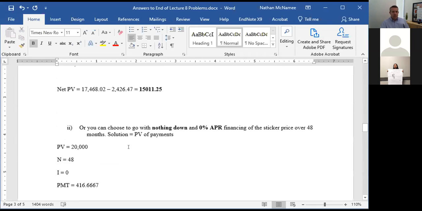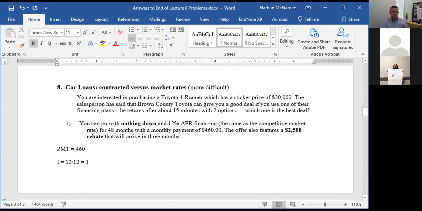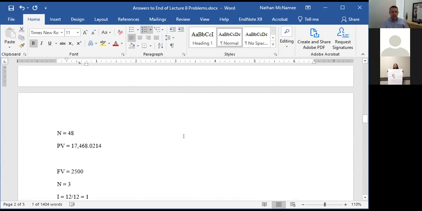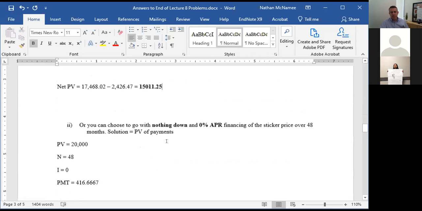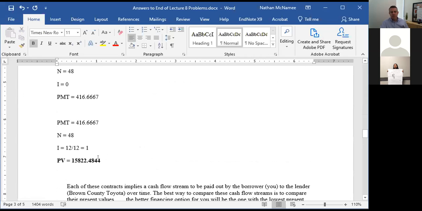So option 1, which was nothing down, 12%, paying $460 a month, but getting a $2,500 rebate, the present value is $15,011. So that's what the true cost of the car is, $15,011.25. With this one, the true cost of the car is $15,822.48. So which one would we pick as the buyer of the car?